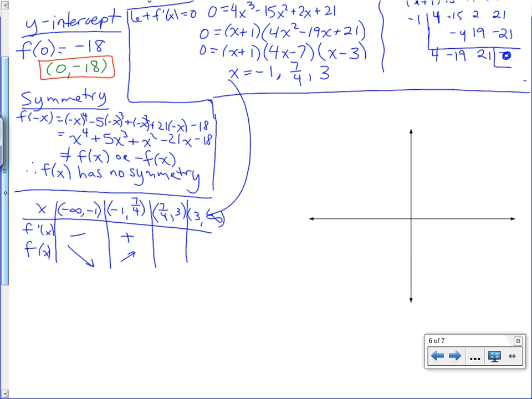7/4 to 3, so we could pick 2. 2 plus 1 is positive. 4 times 2 is 8. 8 minus 7 is a positive number. 2 minus 3 is a negative number. And then 3 to infinity, so pick a number that's bigger than 3, like 5. 5 plus 1 is positive. 4 times 5 minus 7 is positive. 5 minus 3 is positive.